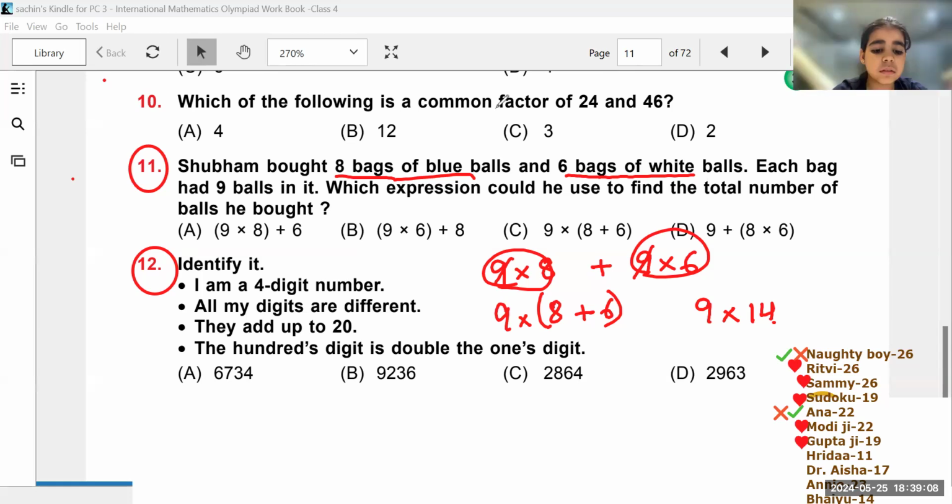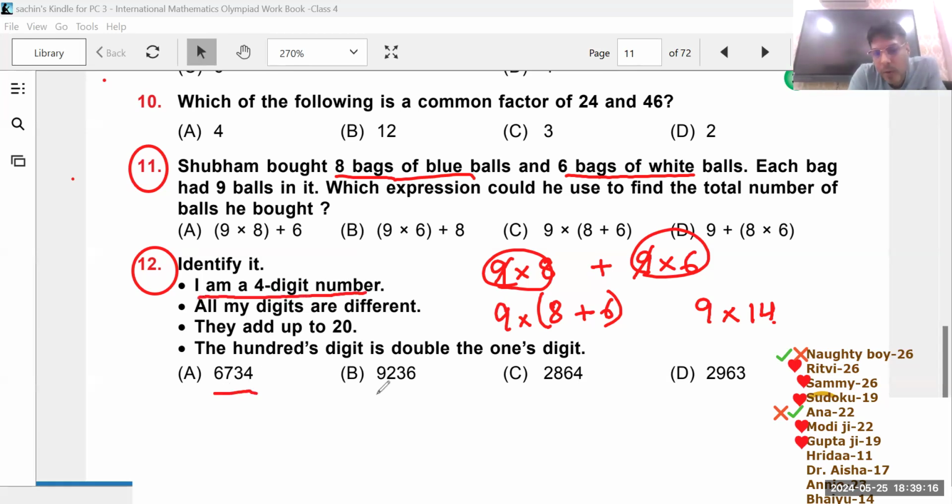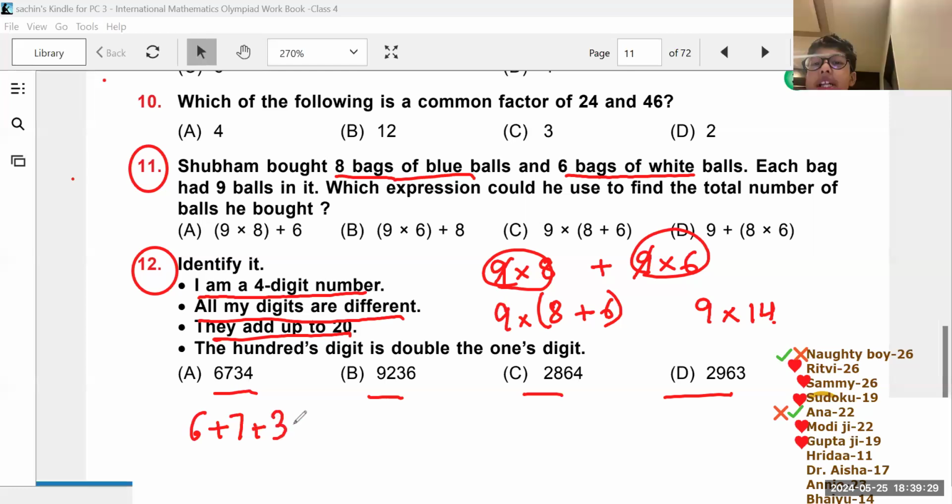Sir, I don't know, I couldn't understand the 12th one. Sir, I corrected it now. Okay, I am a 4-digit number. All are 4-digit numbers. All my digits are different. All digits should be different. They add up to 20. Means 6 plus 7 plus 3 plus 4 is 20.